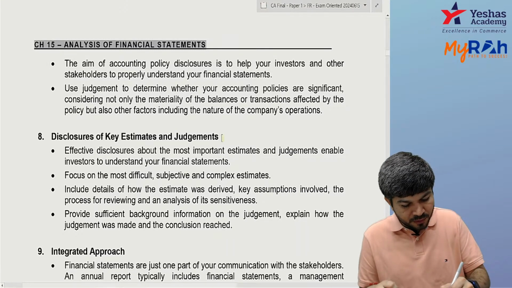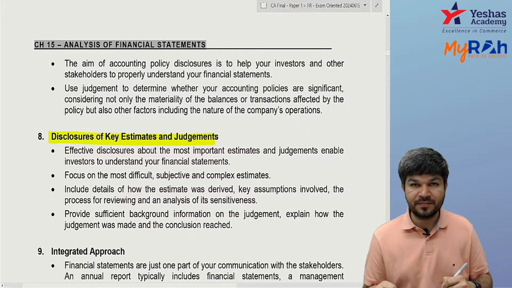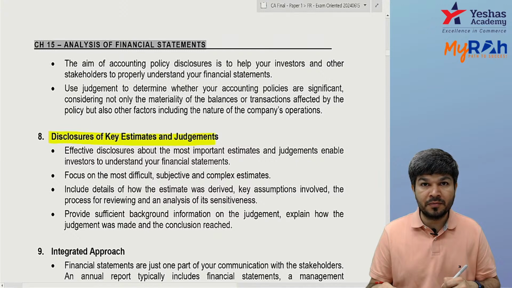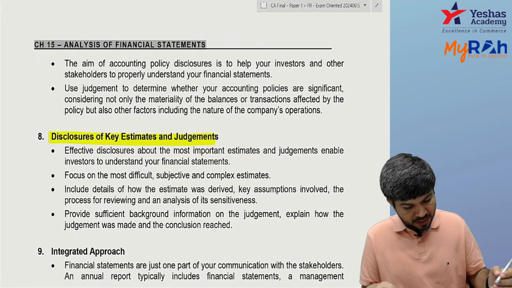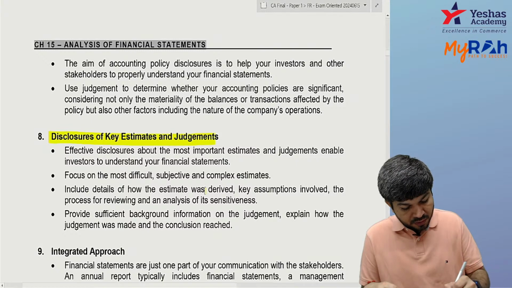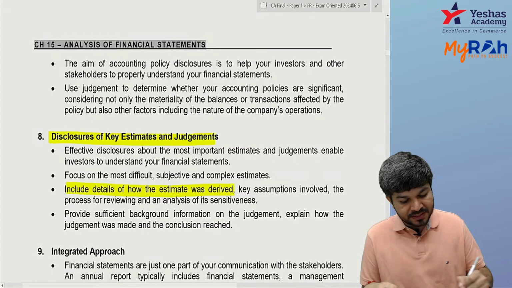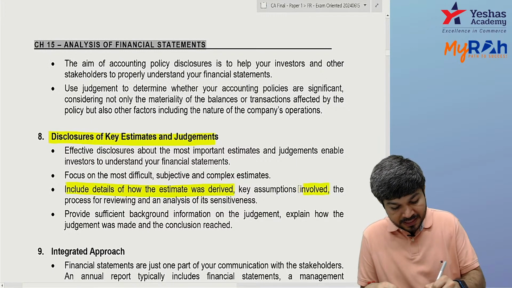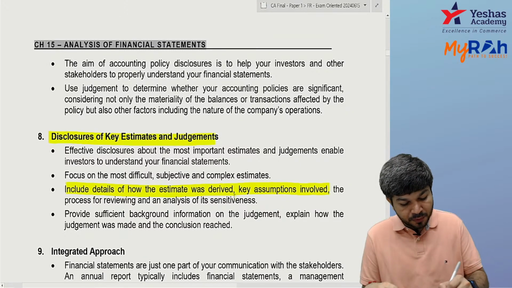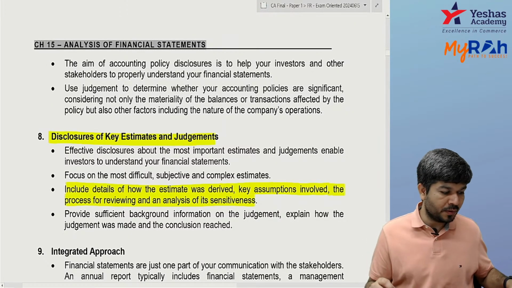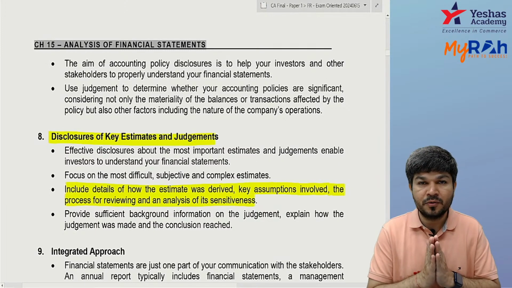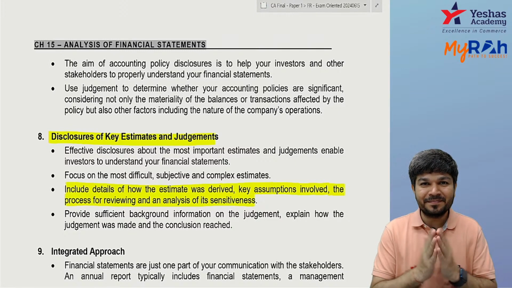Okay, next one, disclosure of key estimates and judgment. Whatever estimates you have made, whatever judgments you have made, you need to disclose them. Include detail on how the estimate was derived, the key assumptions involved, the process of reviewing, and how you analyzed the sensitiveness. Now, what is the sensitiveness? You know, there's a word called sensitivity analysis. Now, what is sensitivity analysis?